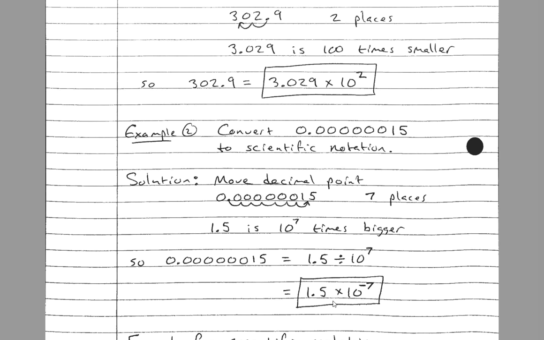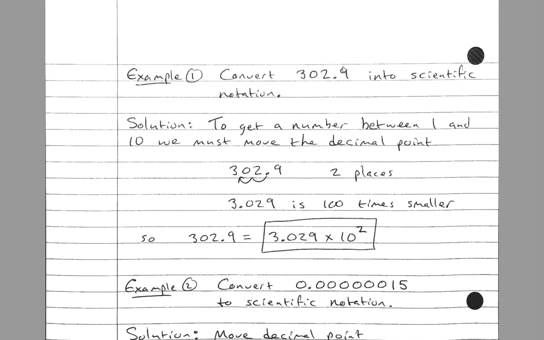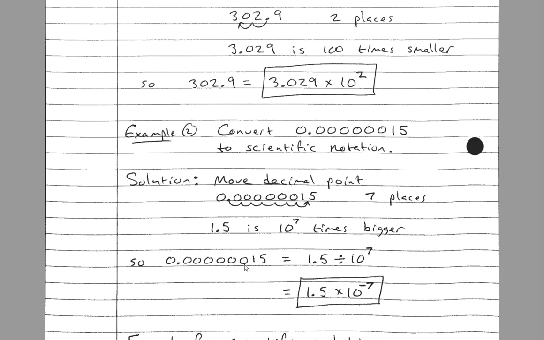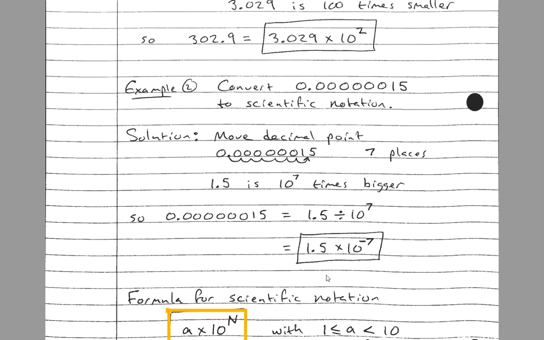And again, you could check: multiplying by a negative power of 10 moves the decimal point to the left. And so these are equal. And again, it's what we're expecting. For big numbers, you're going to have a positive power of 10. So here the order of magnitude is 2. And for small numbers close to 0, the order of magnitude is going to be a negative number. Here it's negative 7.